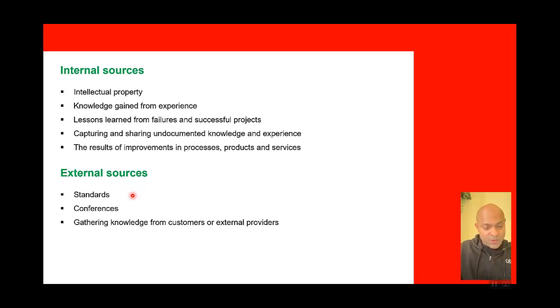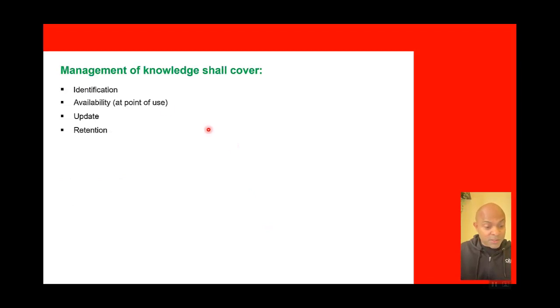Also external sources. You follow mandatory or guidance standards. These are knowledge. Conferences. You attend both technical and non-technical conferences. Thereby, you bring knowledge to the organization. You also gather knowledge from your customers and external providers, which is something very important too.